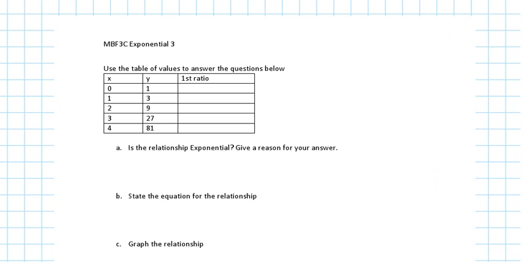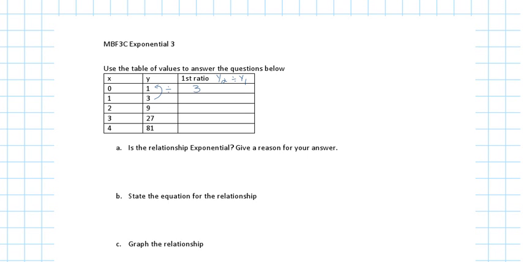So use the table of values to answer the following question. So they give you x and y, right? The first column is the x, the second column is the y. They're asking you to find the first ratio. What do you do to find the first ratio? y2 divided by y1. Excellent. So I'm going to start from the 3 and divide by 1. What's 3 divided by 1? 3.